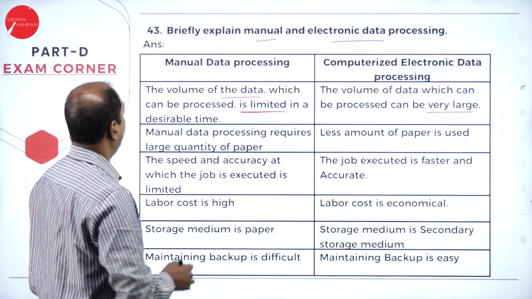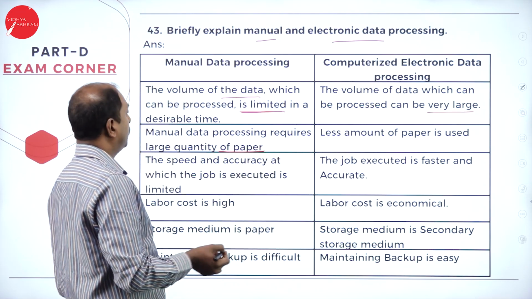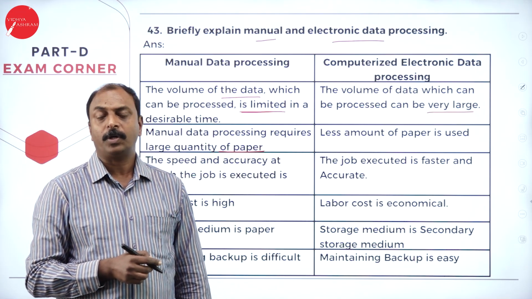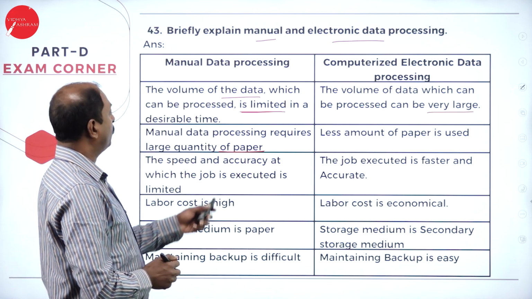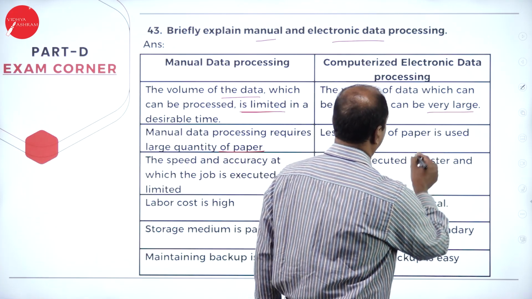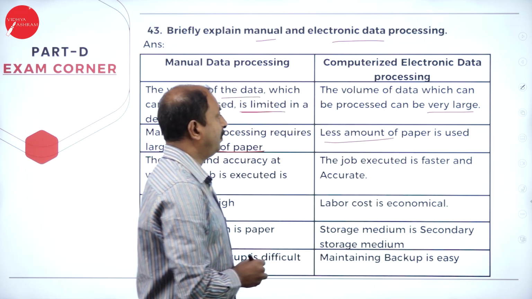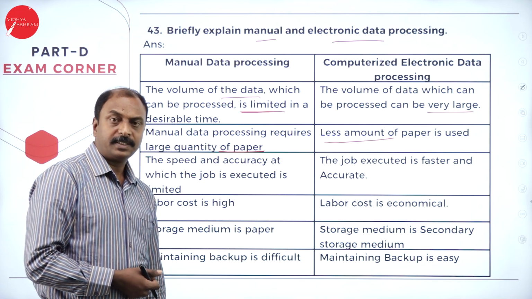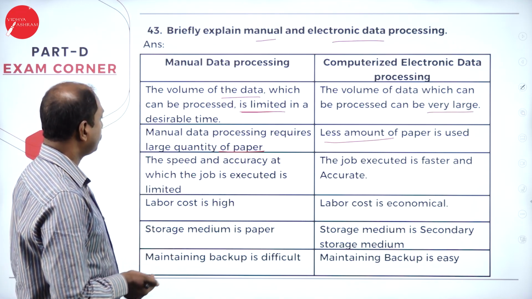Next, manual data processing requires a large quantity of paper, because in earlier days all the data used to be stored on paper in the form of books, accounts, ledgers, and so on. Everything was based on paper. Nowadays in computerized data processing, we use less paper, and we use secondary memory devices like hard disk, pen drive, CD, DVD, and so on.